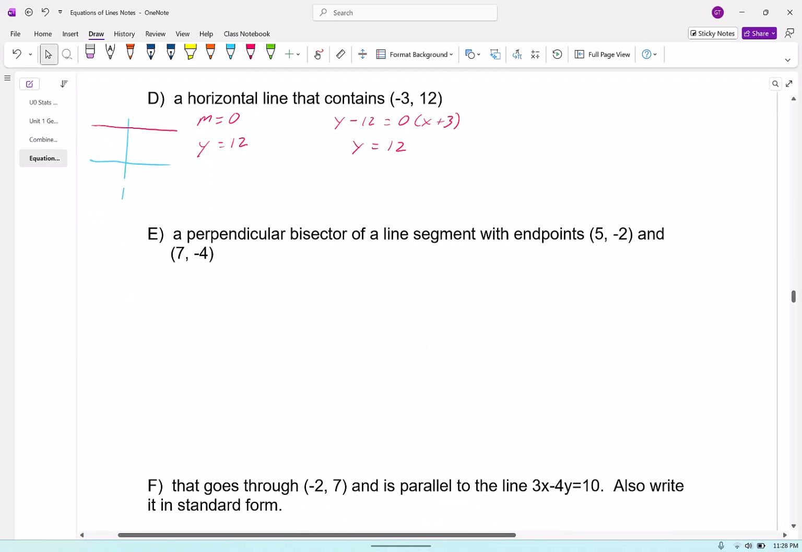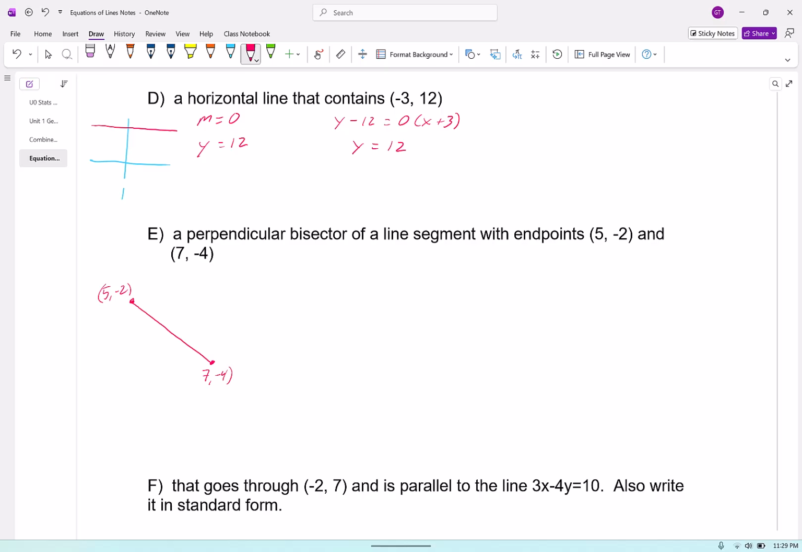Okay, this is a fun one. A perpendicular bisector of a line segment with endpoints 5, negative 2, and 7, negative 4. All right, so on something like this, what I would recommend is to do a bit of a drawing. All right, so it's got endpoints of 5, negative 2, and 7, negative 4. So I can make this one 5, negative 2, and this one 7, negative 4.